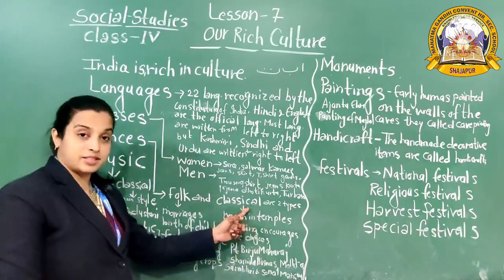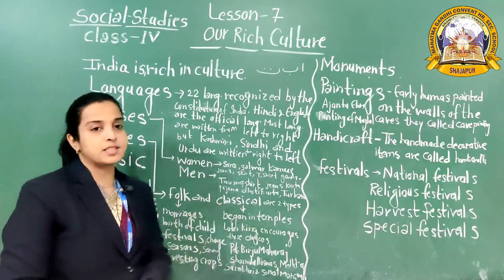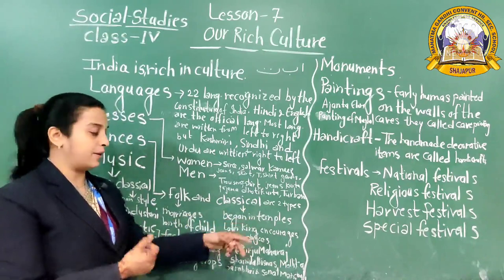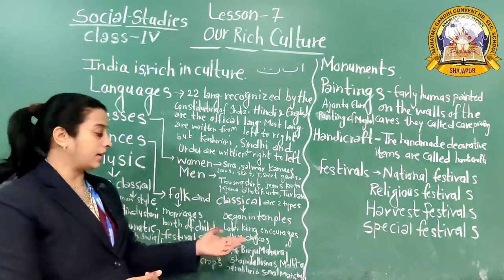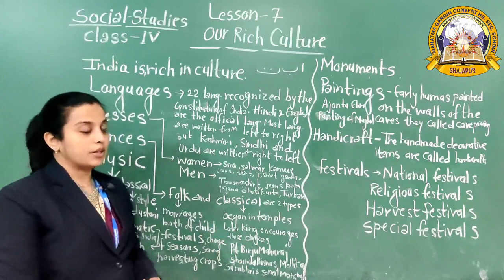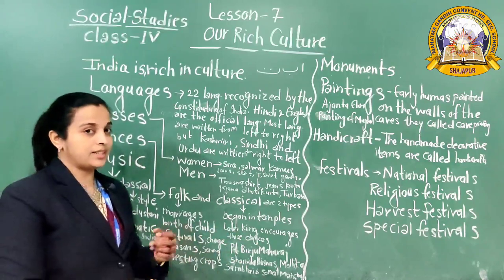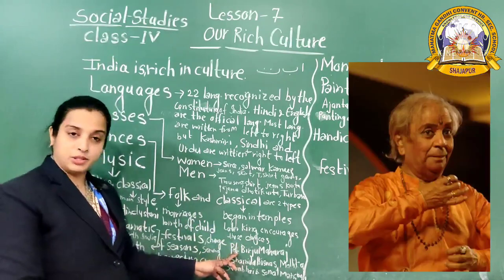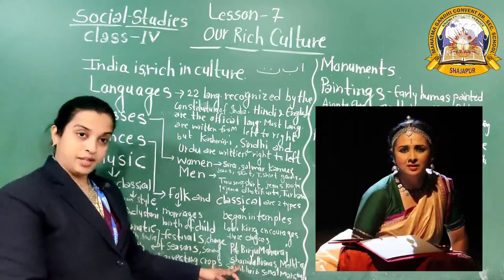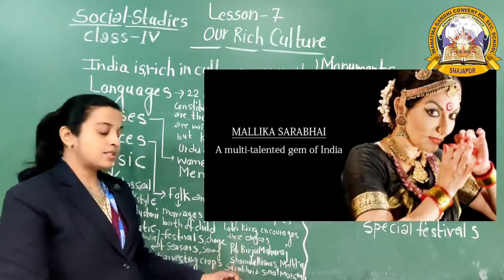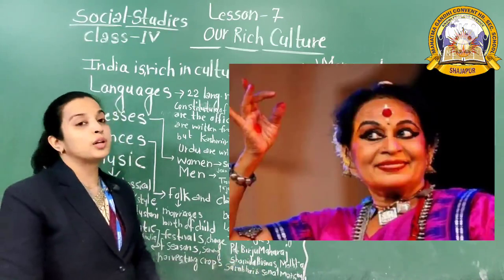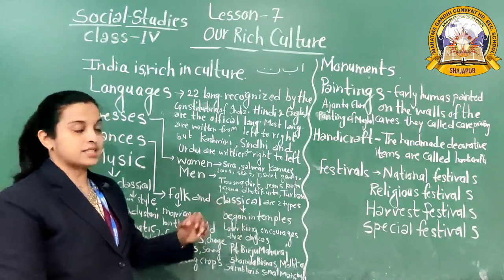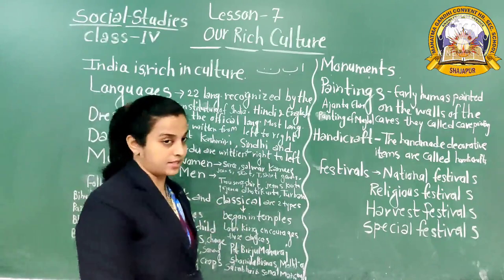Then classical dances are there. Classical dances began in temples. Ye kahan shuru hue the? Temples mein. Later kings encouraged these dances. Nowadays, some famous classical dancers in India are Pandit Birju Maharaj, Sharmila Biswas, Malika Sarabhai and Sonal Mansingh. They are classical dancers.